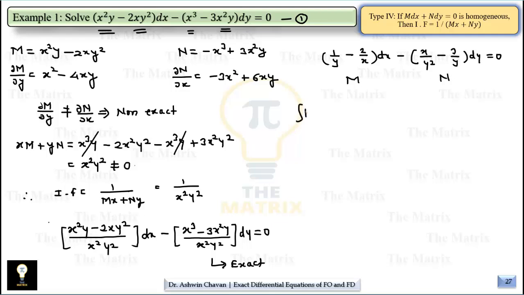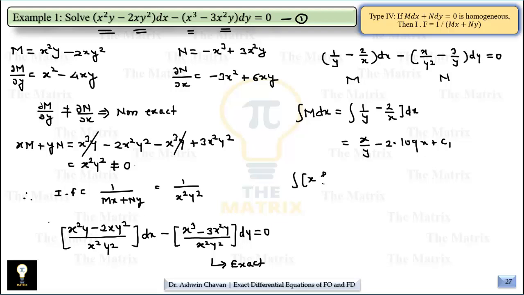How to solve this differential equation which is exact? So we integrate M with respect to x. So this is (1 by y minus 2 by x) dx. So 1 by y is constant with respect to x, that's why the integral is x upon y, whereas the integral of 1 by x is log x plus some c1.